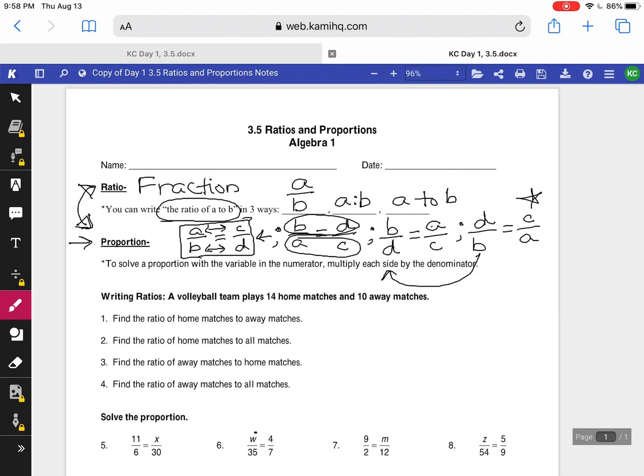Keep these 4 different forms of proportions somewhere in your notes because it will be important that you're able to think flexibly about these values and how they all relate to each other.